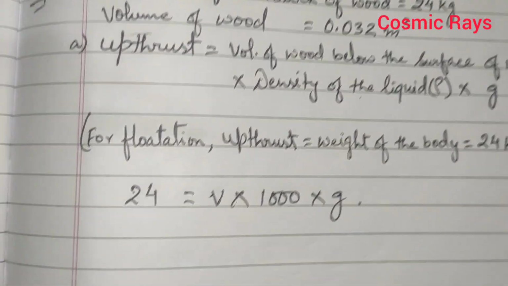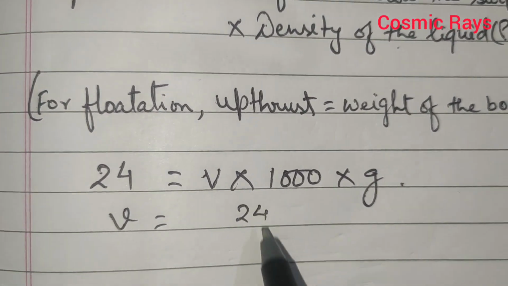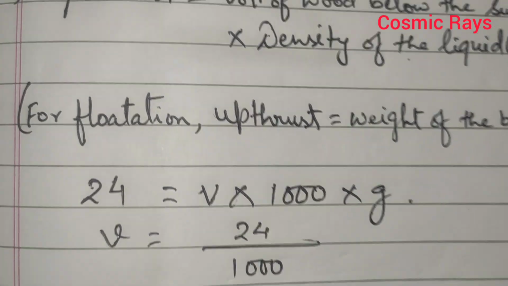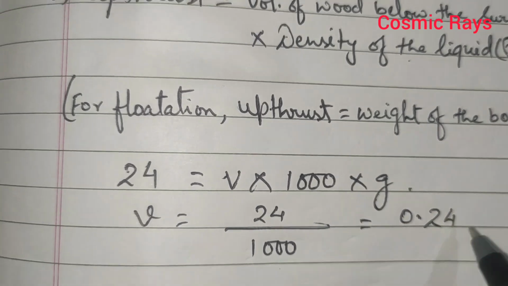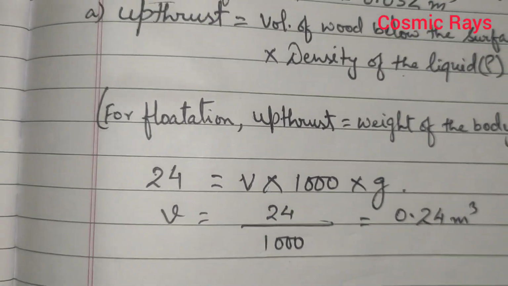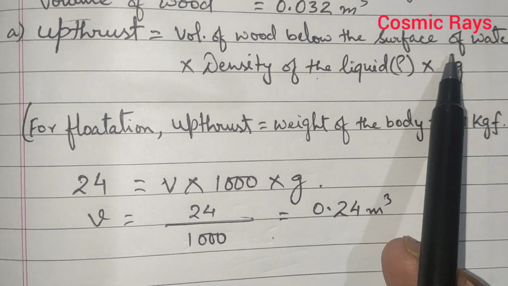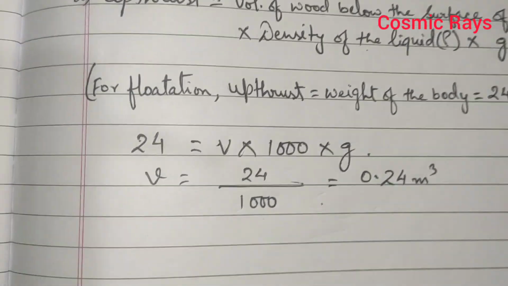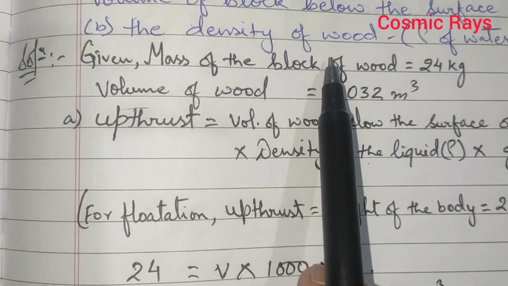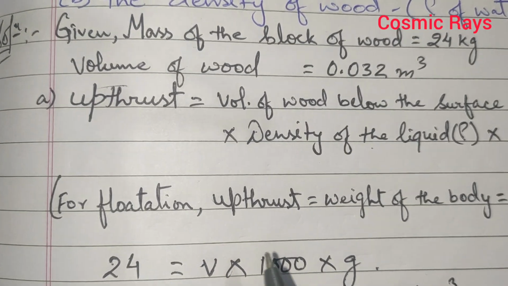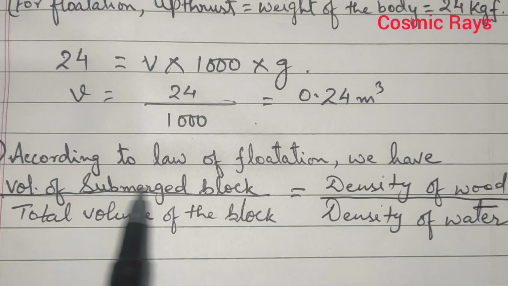Now V will be equal to, the volume is equal to 24 divided by 1000. So that will be equal to 0.24 meter cube. This is the volume of the block which is below the surface of water. And the next part of the question says the density of the wood. So again we will write that law of flotation here. So here we have written the law of flotation.